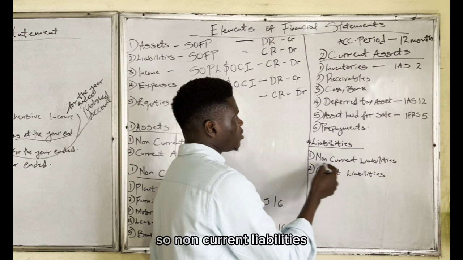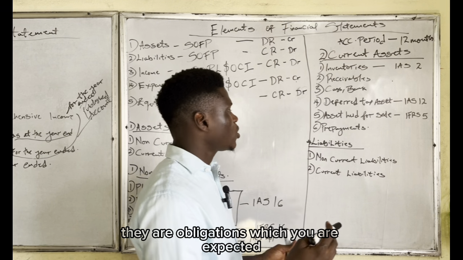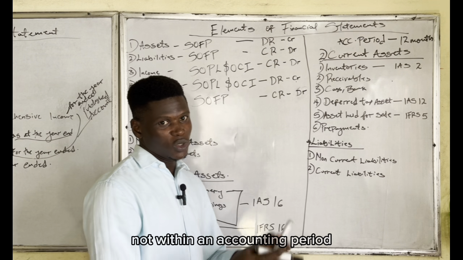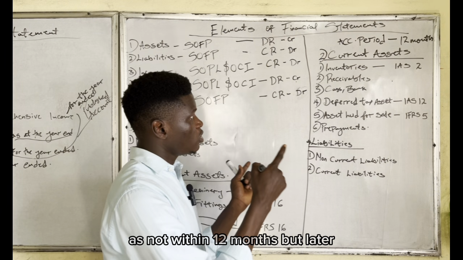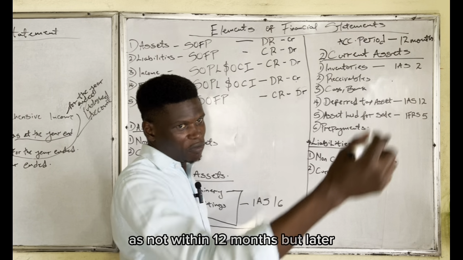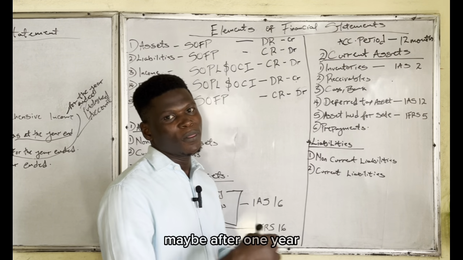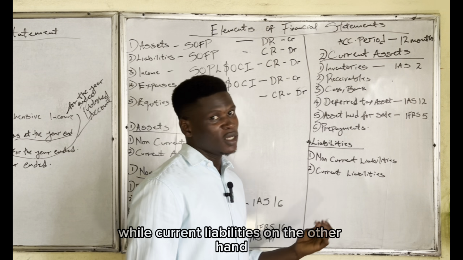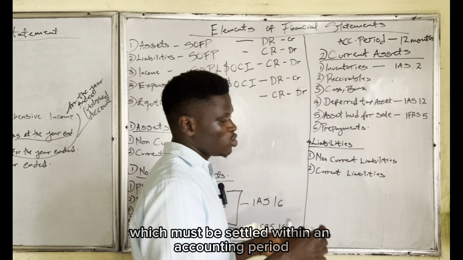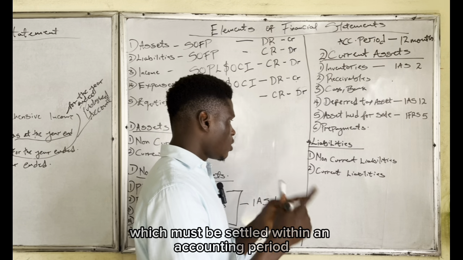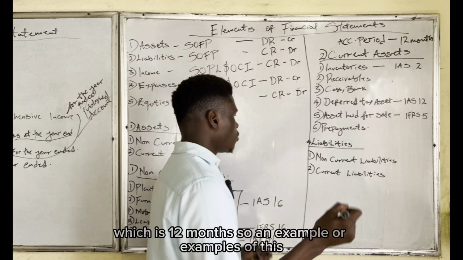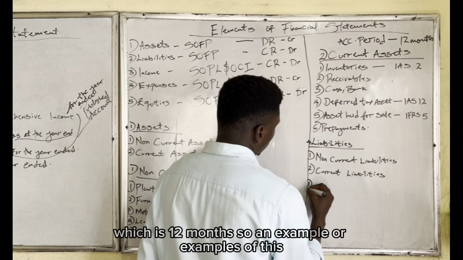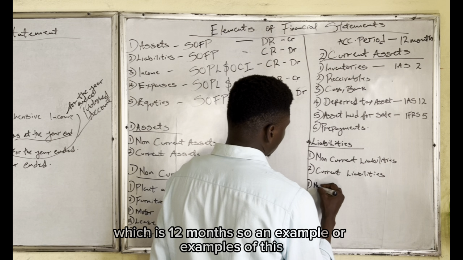So non-current liabilities, they are obligations which you are expected to settle, not presently, not within an accounting period, that's not within 12 months, but later, maybe after 1 year, after 2 years, later in the future. While current liabilities, on the other hand, are present obligations which must be settled within an accounting period, which is 12 months.